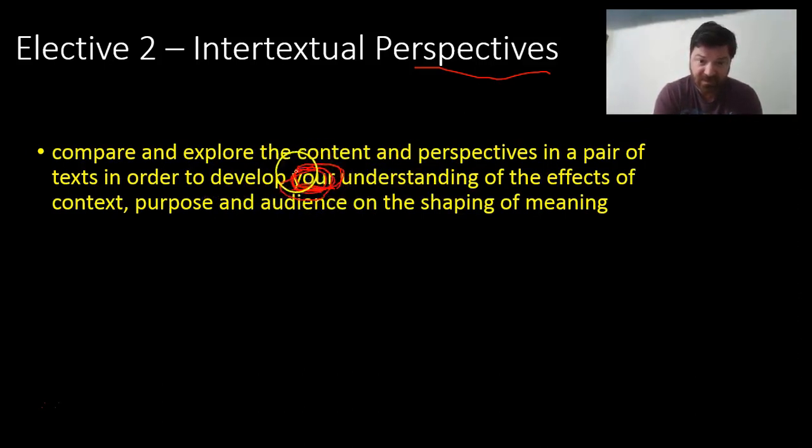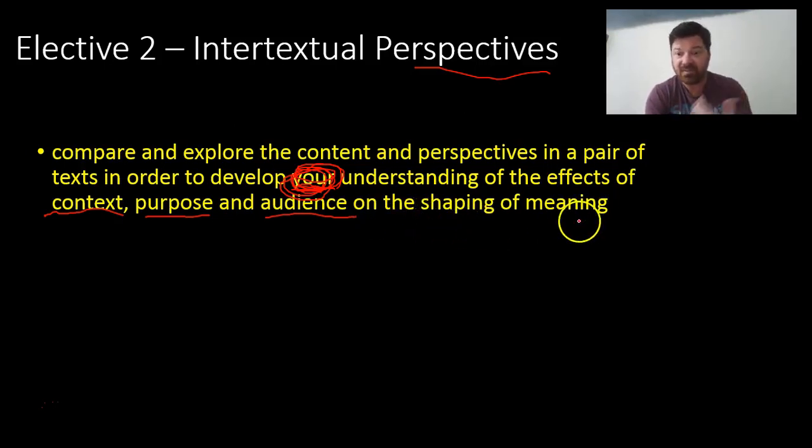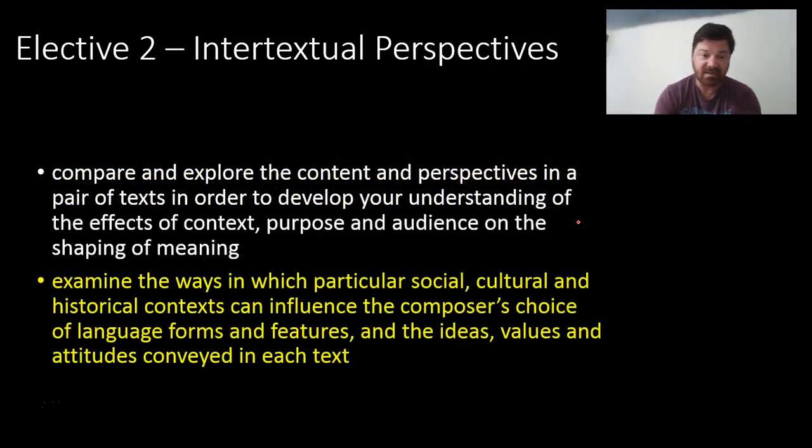Did I make a big deal enough about your understanding of the effects of context? How does context affect it? How does the writer's purpose, what are they trying to achieve through creating this text? And what audience are they trying to meet? Who are they trying to reach? And how does that affect the meaning within the text itself?